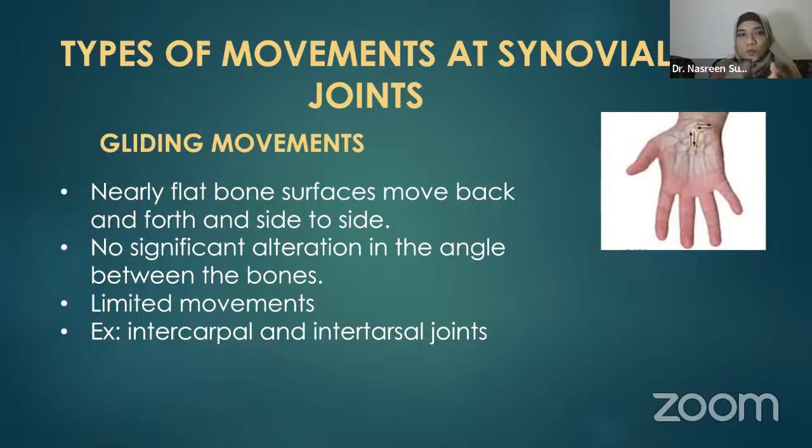When there is movement, there should normally be some alteration in the angle, but in gliding movements there will be no alteration. Very important point: in whichever type of joint there is no alteration in the angle, you can say that it has gliding movements. These are limited movements, and these joints are seen in the intercarpal and intertarsal joints, as you can see in the diagram.